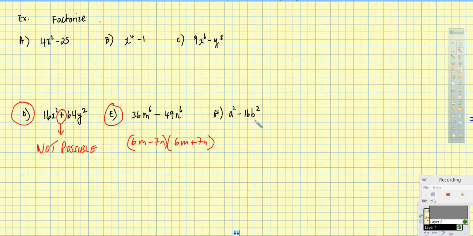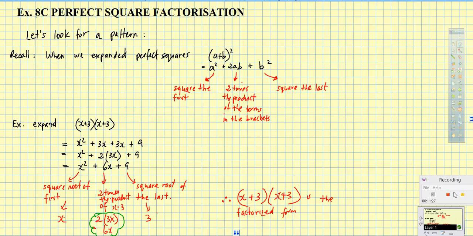And the last one, let's just do one more. A squared minus 16b squared, well, that will go to a minus 4b times a plus 4b. Now, the only other thing that I'd like to go over very quickly is the perfect square factorization.